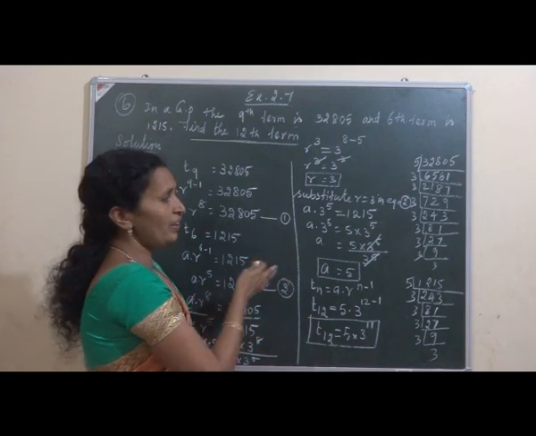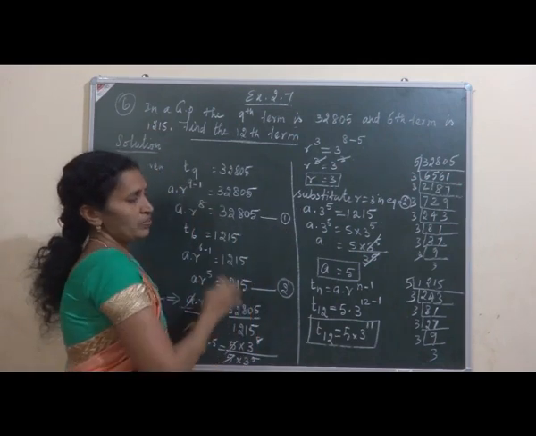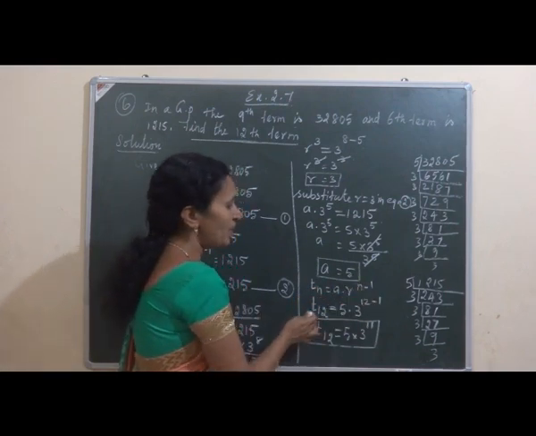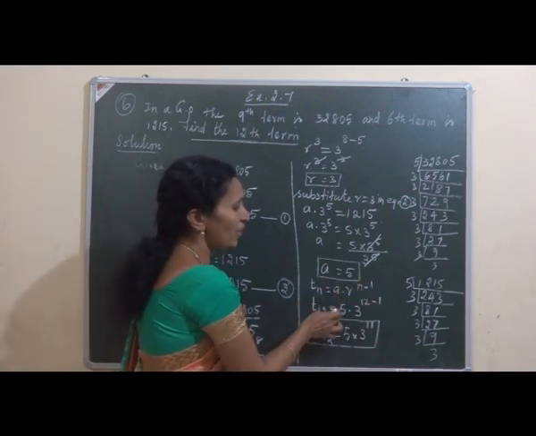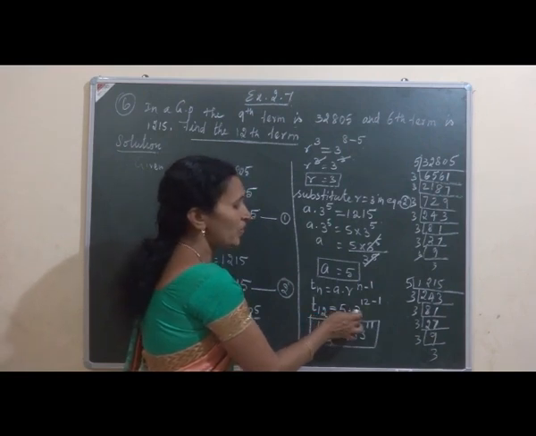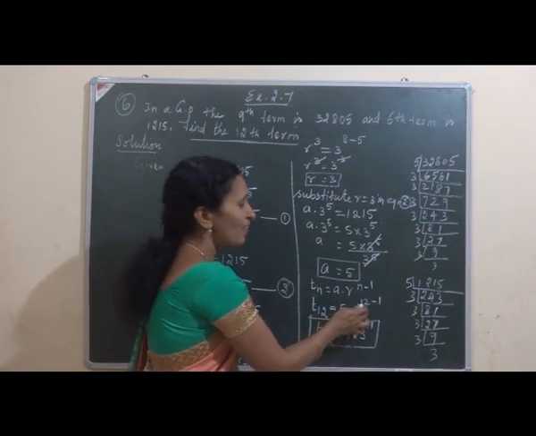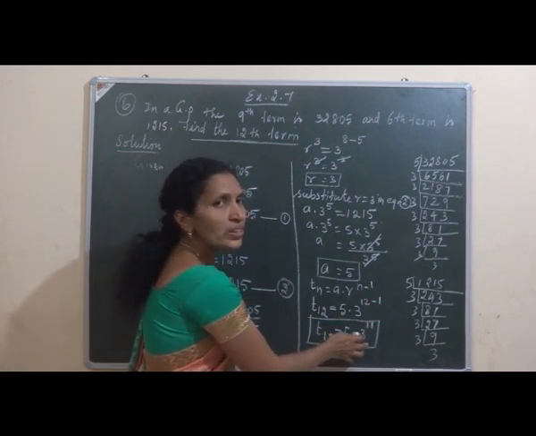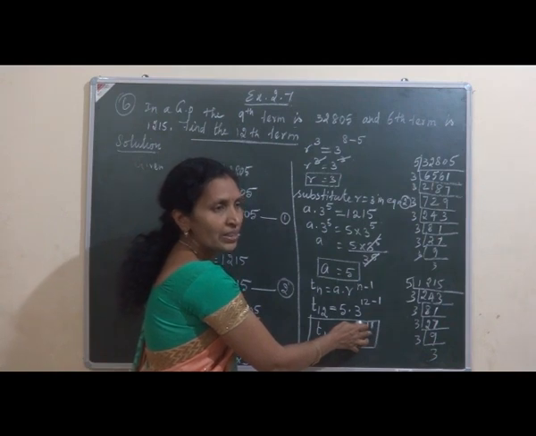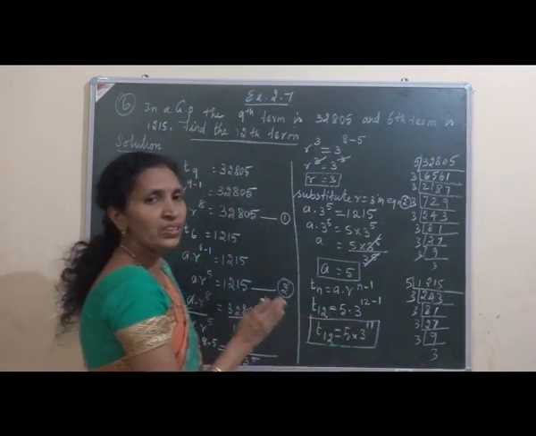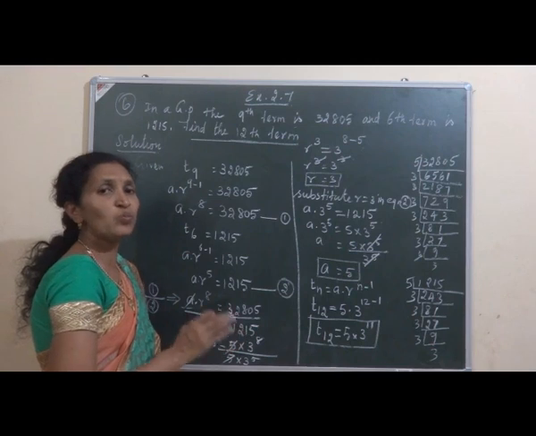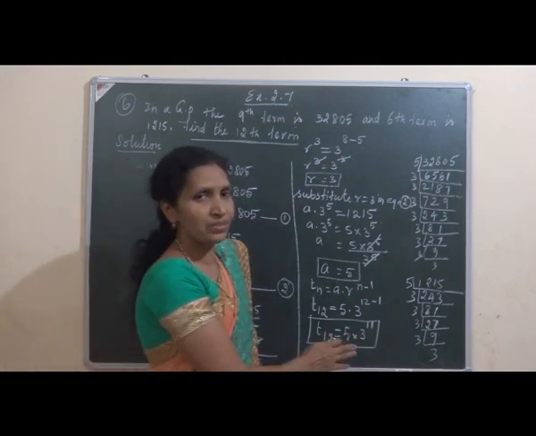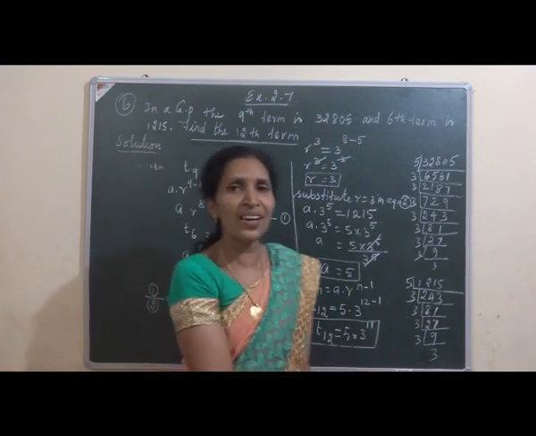Then you can apply the Tn formula: Tn equals A into R power n minus 1. T12 equals, the value of A is 5, into the value of R is 3, power 12 minus 1. So T12 equals 5 into 3 power 11. Okay. 3 power 11, if you calculate, you will take more time. So it's enough to write 5 into 3 power 11. Clear, students? Understood? Thank you.